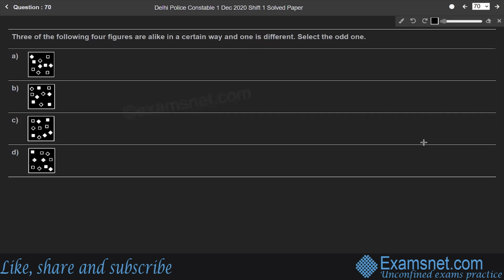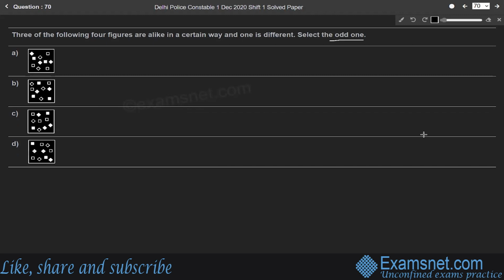Question 70. Three of the following 4 figures are alike in a certain way and one is different. Select the odd one. By looking at the 4 figures, we can easily say there are 2 types of shapes. One is square shapes. Another is rhombus. We can consider it as a diamond shape also. But in mathematical language, we'll consider this as rhombus.